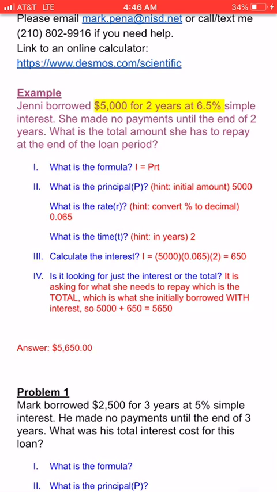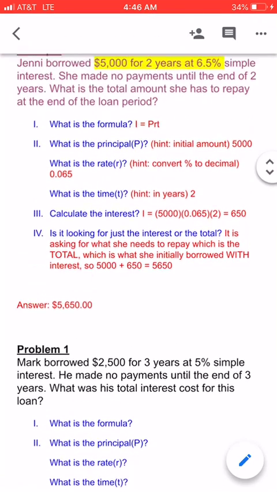So at the bottom, you could see what was it that she initially borrowed? $5,000 plus the $650 equals the final answer, $5,650. You have to be very careful because sometimes the questions might ask, what is the interest? And if it was the interest, then it would have just been the $650. But if it asks you what is the total, then you add them both together. The initial, what he or she starts out with, plus the interest that he or she owes, whatever the bank says, right?